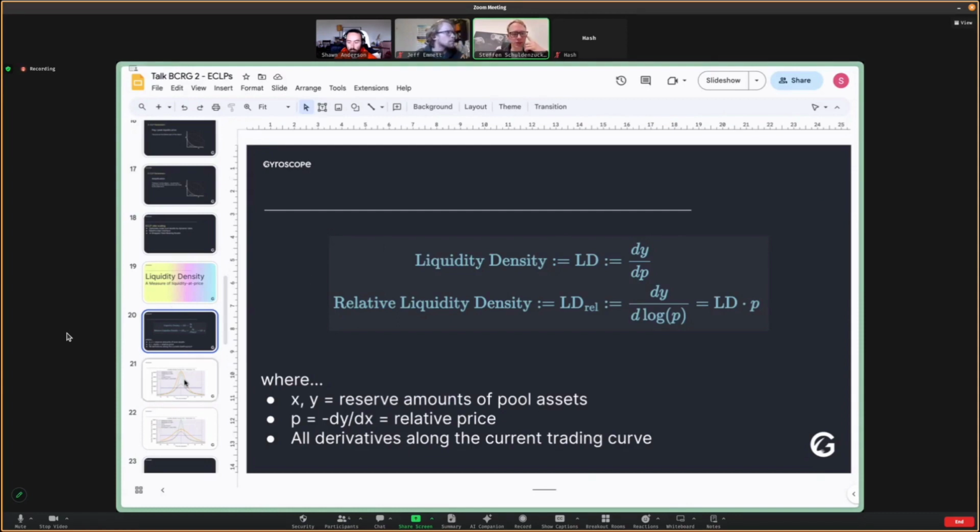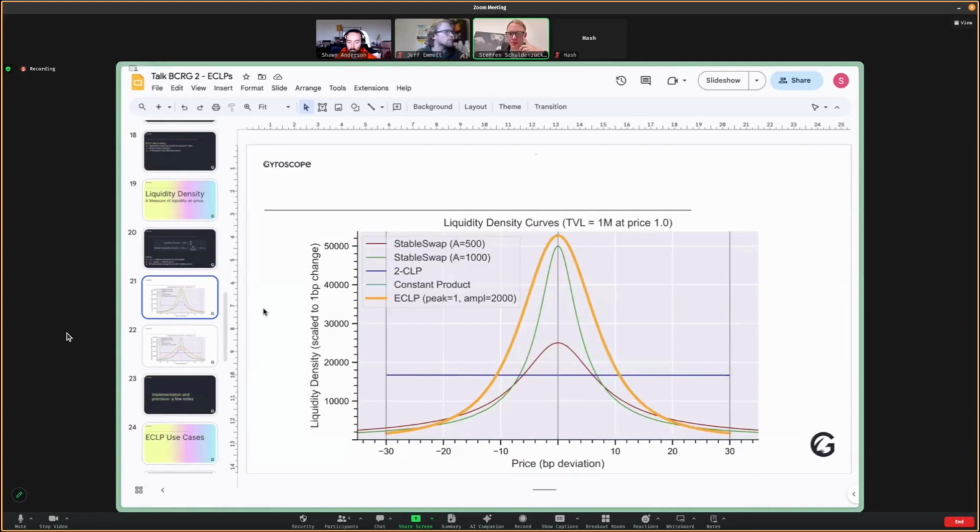Now let me show you some liquidity densities. Here are some of them. What I did here is I took a price range. The lower one is alpha, the upper one is beta, and the units are basis points from 1. So this is 1 minus 0.003, and this is 1 plus 0.003. These would be typical price ranges that we're interested in. Then I took a bunch of AMM curves and calibrated them such that the TVL at price 1, exactly in the middle here, or 0 basis points, is 1 million.